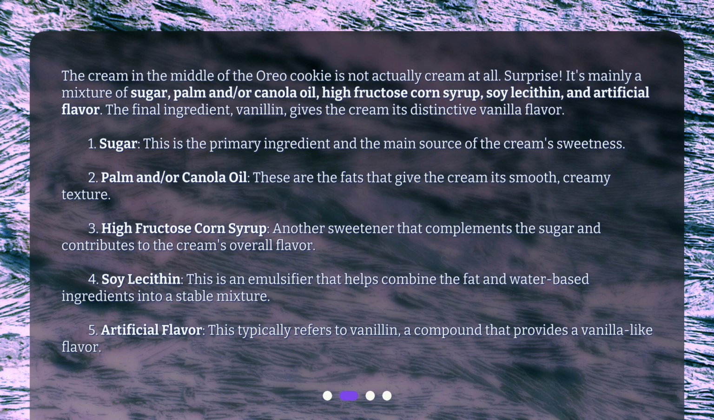1. Sugar. This is the primary ingredient and the main source of the cream's sweetness. 2. Palm and or canola oil. These are the fats that give the cream its smooth, creamy texture.